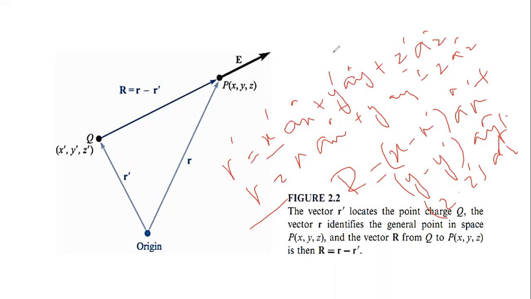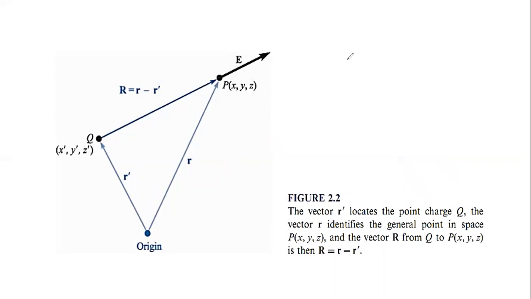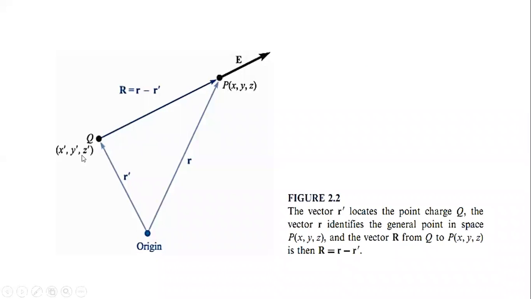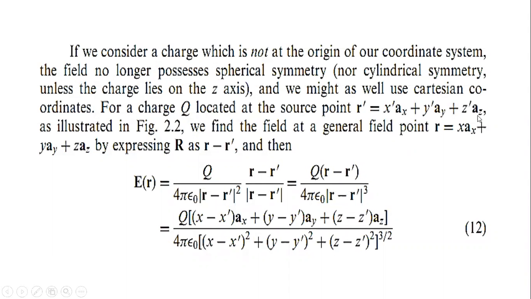So now, for a charge q located at the source point r dash, we have the source point and we have the field point. So r dash is equal to this equation and r is equal to this equation. So R will be equal to r minus r dash.